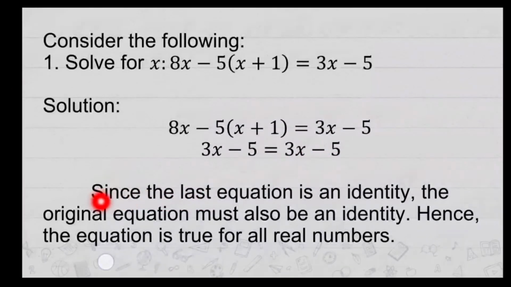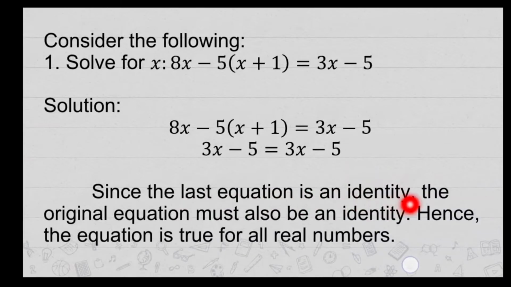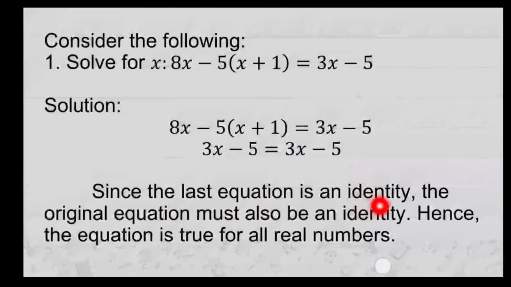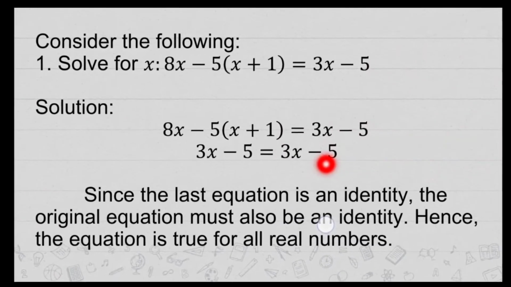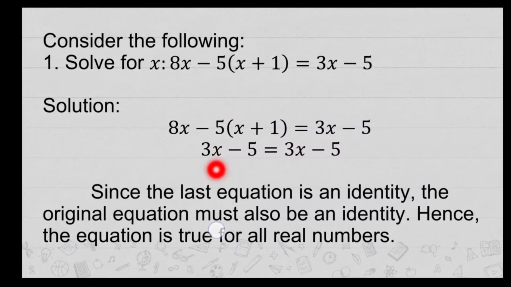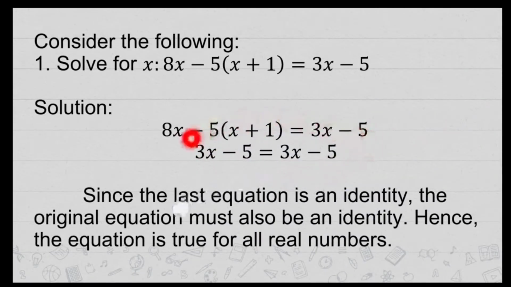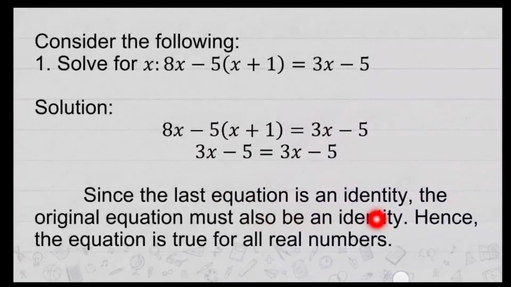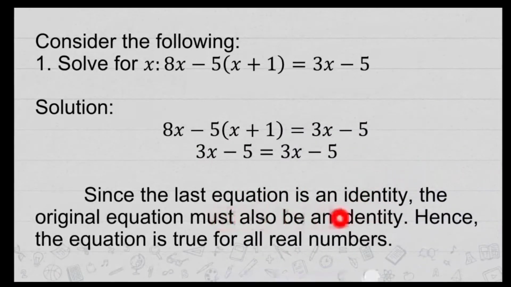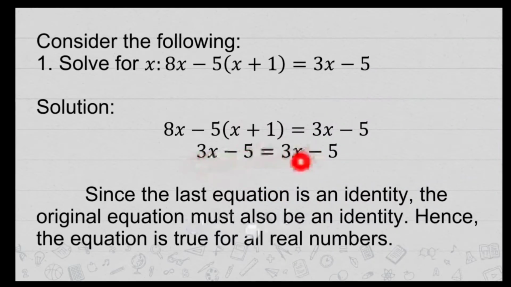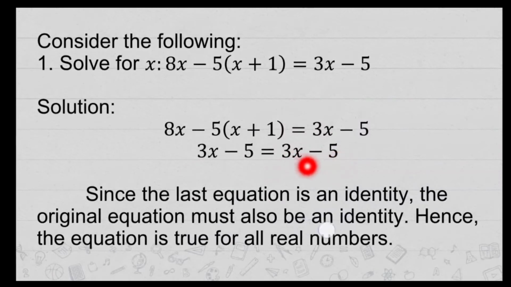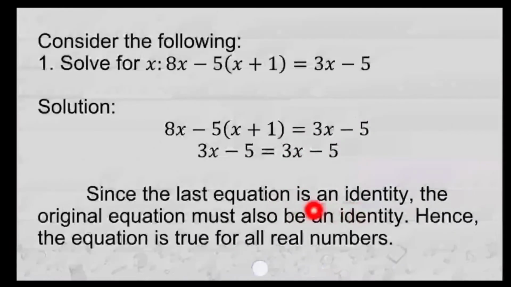So it says here, since the last equation is an identity, the original equation must also be an identity. Hence, the equation is true for all real numbers. As you can see, we have the same expression, 3x minus 5 on the left side and 3x minus 5 here. Therefore, whatever the value of x will make this equation true. So our answer is all real numbers. Again, if our equation is an identity like this, the same, therefore our answer is all real numbers.